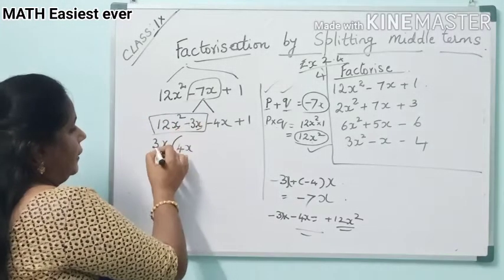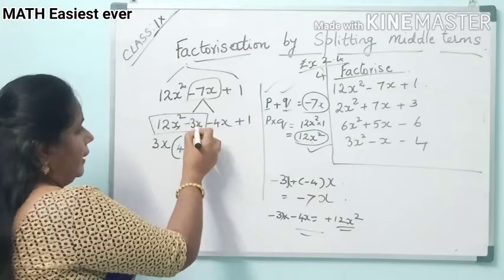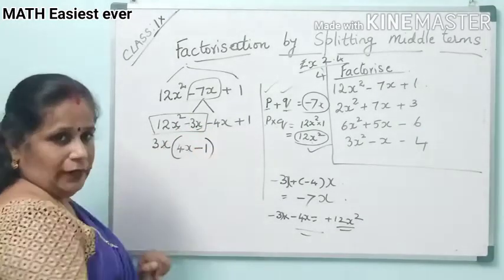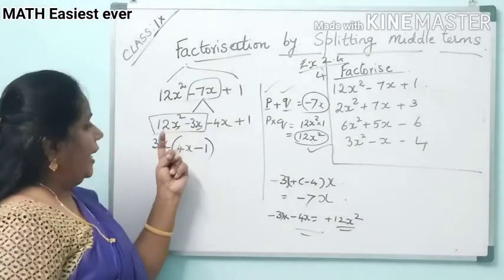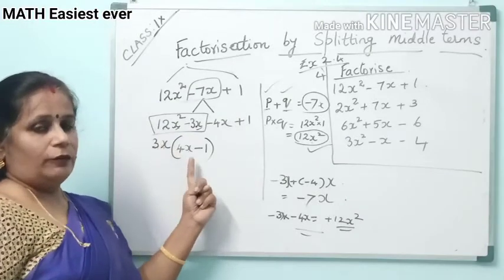Then I have taken 3x outside. So I will write a minus 1. 3x divided by 3x is minus 1. So from these two, I have taken 3x outside and I have got 4x minus 1.